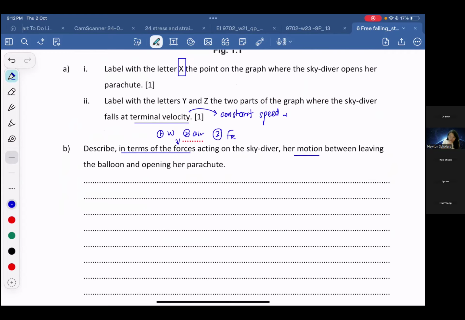Okay, the first step is initial acceleration at 9.8 meters per second squared due to weight only. So at here, initially due to weight only, this is the force. How the motion accelerates. Okay, so this is the first part of motion.